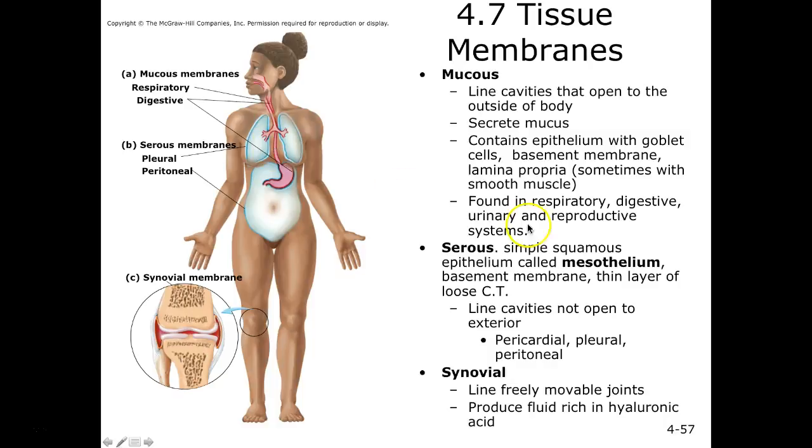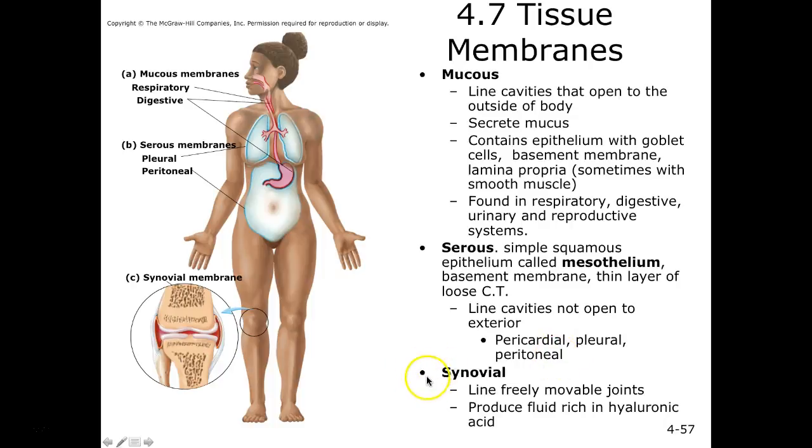So all of these serous membranes are made up of simple squamous epithelium, and we give a specific name to it called mesothelium. Below that, we have our basement membrane and then a thin layer of loose connective tissue. These cavities we already mentioned, so I won't go through them again.